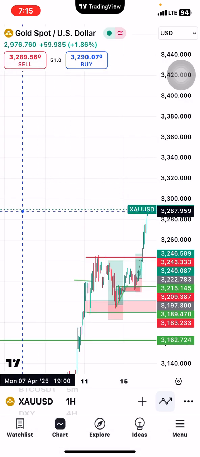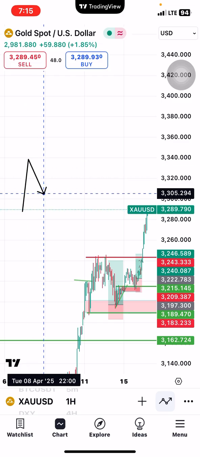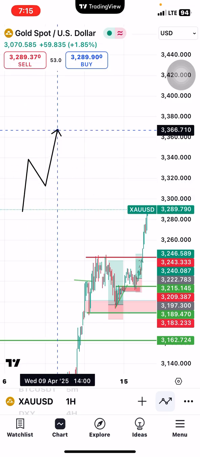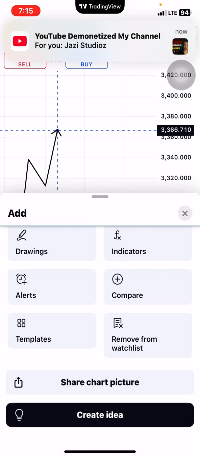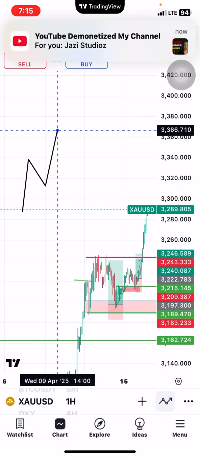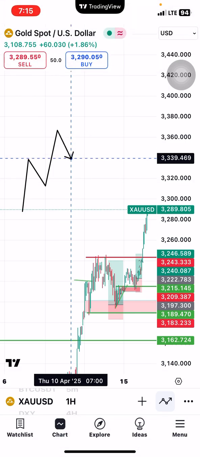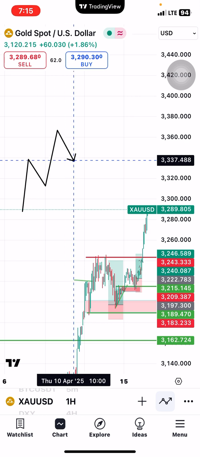Now let's say we are in the uptrend. We have this. Now where am I supposed to take it back? I'm waiting for price to come back to this level, right? I want to see what price will do at this level.